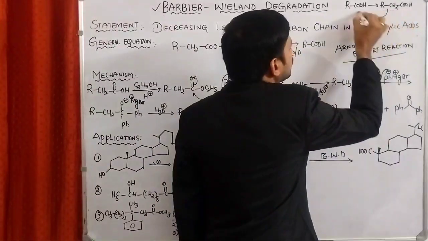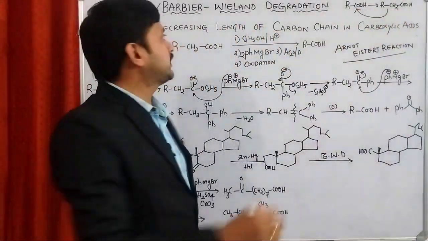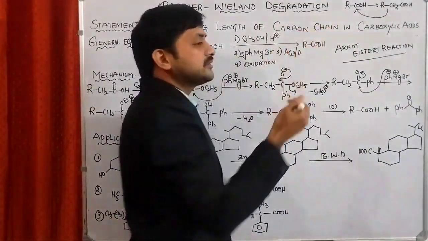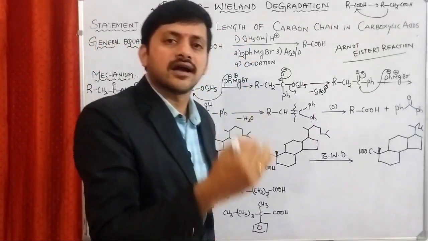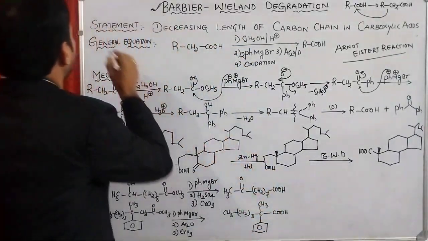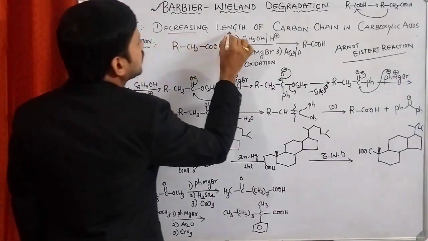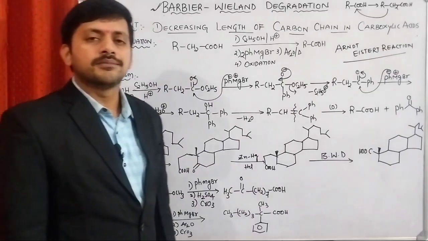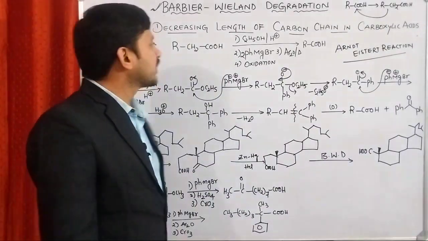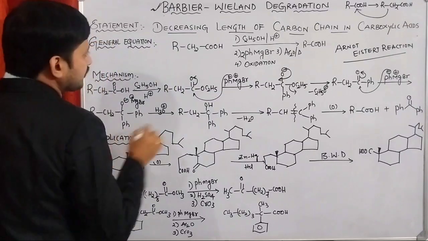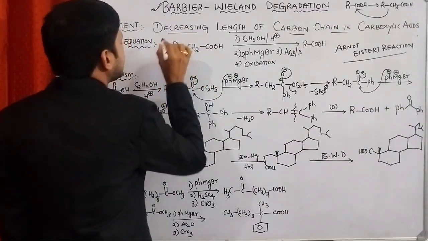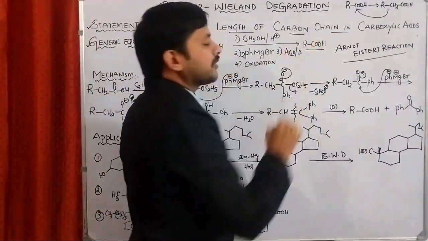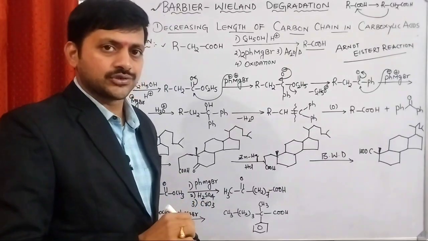If we do the reverse process, that is commonly called Barbier Wieland degradation. The name itself indicates degradation means reduction in the carbon chain, right? See the statement: decreasing the length of the carbon chain in carboxylic acids is commonly called Barbier Wieland degradation. The general representation of a carboxylic acid is RCH2COOH. It can be converted into a carboxylic acid with one CH2 unit less.